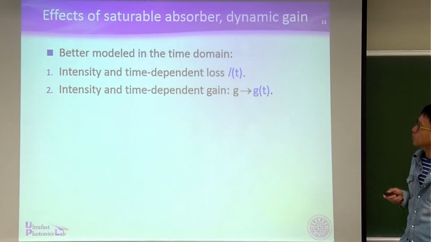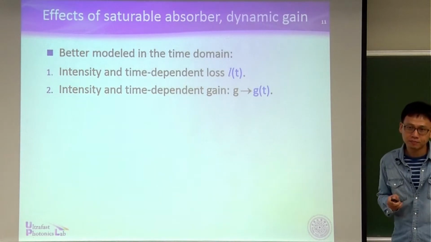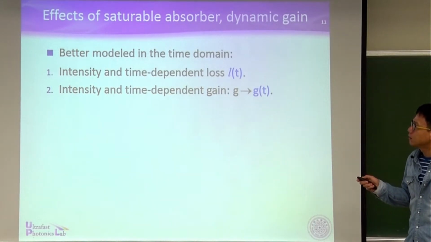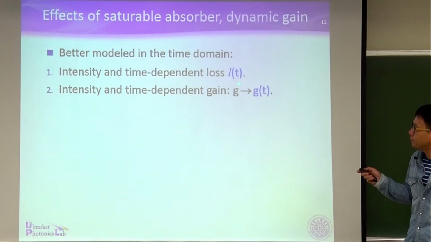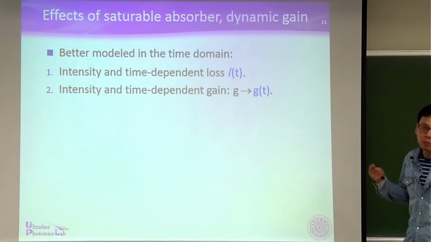Then, in the time domain, first we deal with the effects of two things: saturable absorber and the dynamic gain. Okay. They are better modeled in the time domain. So we have intensity and the time-dependent loss. L is not a constant but a function of time. Okay. If you look at this symbol, it's time-dependent.